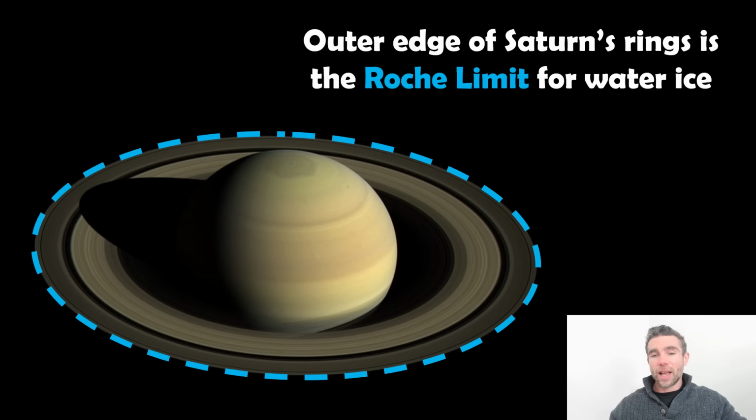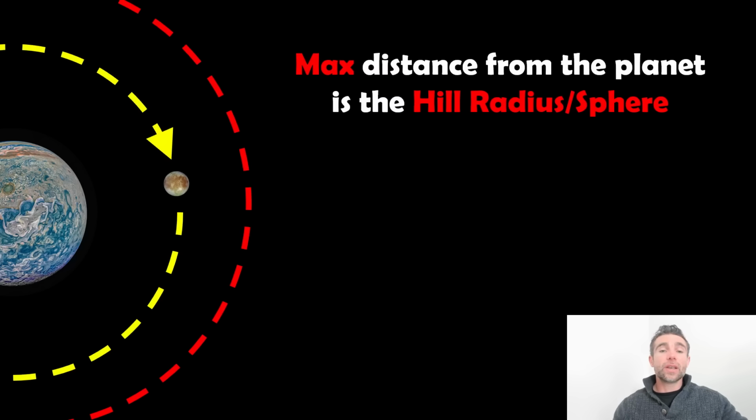I've got a separate video explaining how that actually happens, but once it's gone beyond the Roche limit, it can then undergo gravitational instabilities and it can kind of collapse and grow into a moon. Now, on the opposite side, the maximum distance that a moon can get from its planet is called the Hill radius, or the Hill sphere, or the sphere of influence, and that's the maximum we can get away.